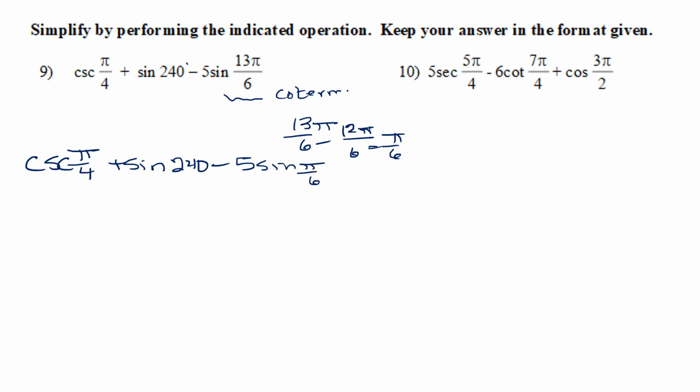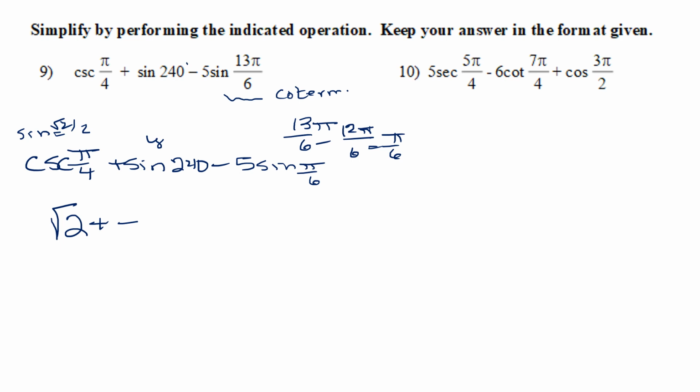Now I've got everything in one rotation around the unit circle. Easy peasy for me. Cosecant is the reciprocal of y. So sine at pi over 4 is root 2 over 2. Its reciprocal is the square root of 2. Sine of 240 is just the y-coordinate at 240 degrees, which is actually going to give me a negative value. So it's plus a negative. You could just write minus if you so choose.